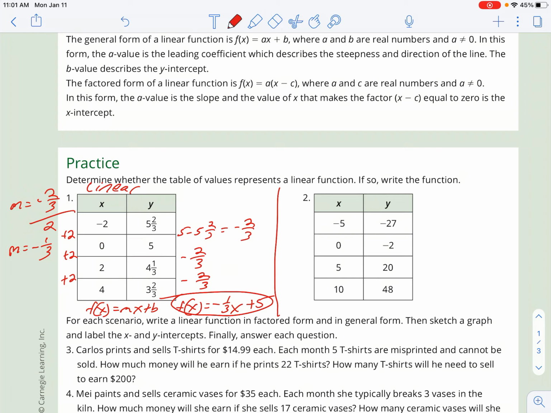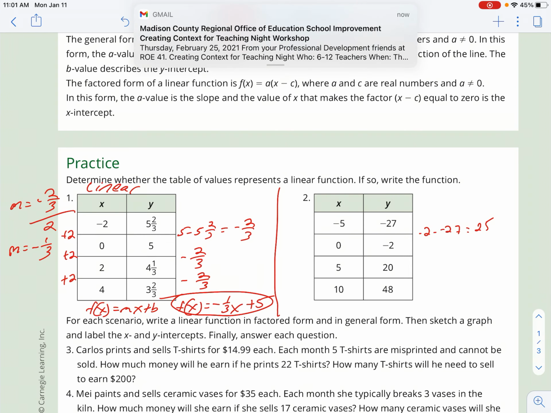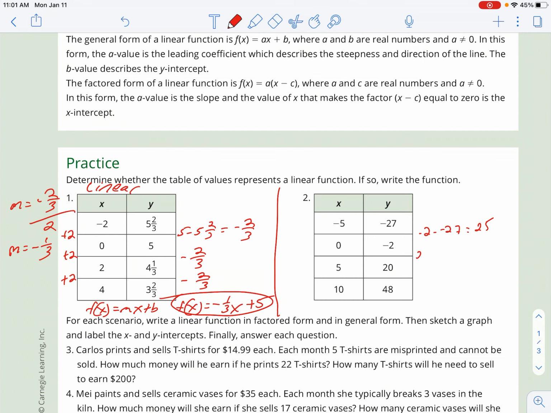Number 2, I'm going to do the same thing. -27 to -2, -2 to 20. Is it changing by the same amount? What I would be doing in my head is, we're increasing by a change of 25. Now, that's 25 from -27 to -2. From -2 to 20, we continue to increase, changing by 22. 20 to 48 is 28.